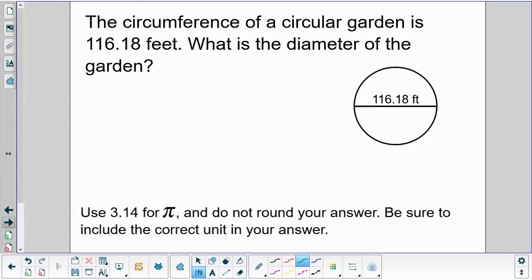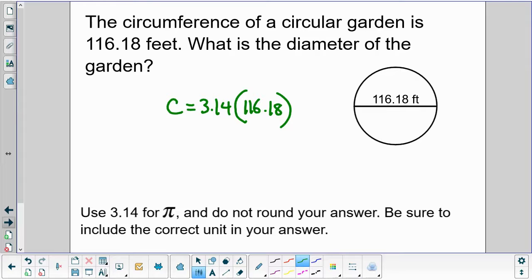The circumference of a circle garden is 168.18 feet. What is the diameter of the garden? Okay, so circumference is 3.14 times 116.18. Okay, so I think I've kind of messed up on this one. I'm actually treating that as the diameter. It said that the circumference was 116.18. It was actually the diameter that was 116.18.